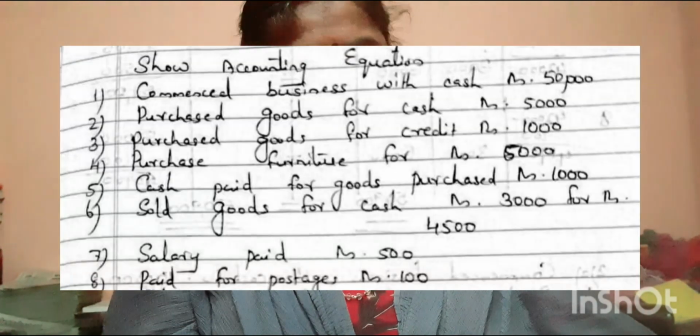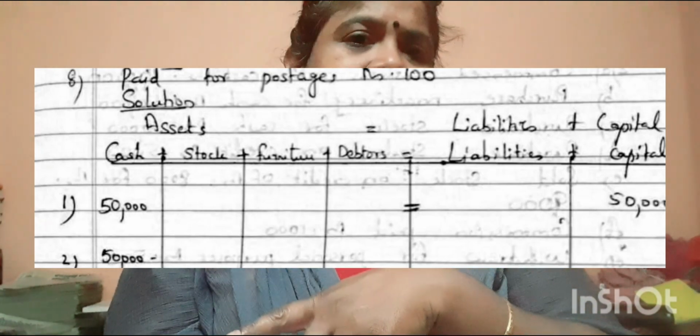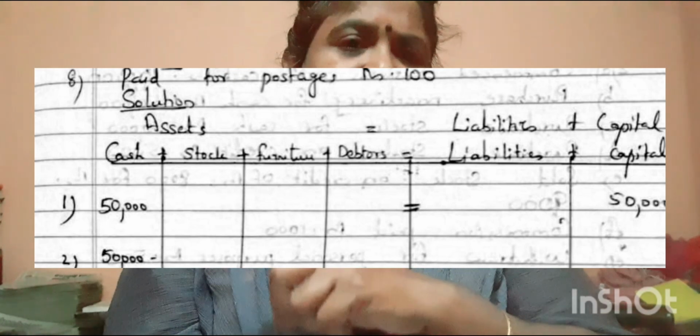Then the first question for the accounting equation: commenced business with cash rupees 50,000. In this transaction, we started business with capital 50,000. So cash comes to the business in the form of capital, that is 50,000. On the asset side, cash, that we show as 50,000. On the other side, capital 50,000. Then the equation will be equal. Cash and capital are the same, 50,000, 50,000.